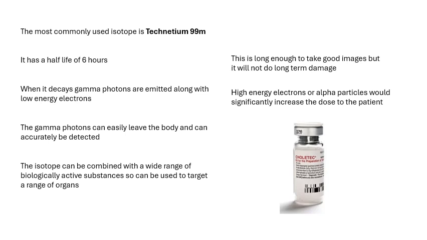6 hours is good. When it decays, gamma photons are emitted along with low energy electrons. So another big consideration is the dose in sieverts or millisieverts that the patient gets. And if this stuff actually gave off high energy electrons or alpha particles, that would significantly increase the dose. But technetium-99 doesn't. The gamma photons can easily leave the body and can be accurately detected. And as I said, this isotope can be combined with a wide range of biologically active substances. So you can look at lots of different organs.